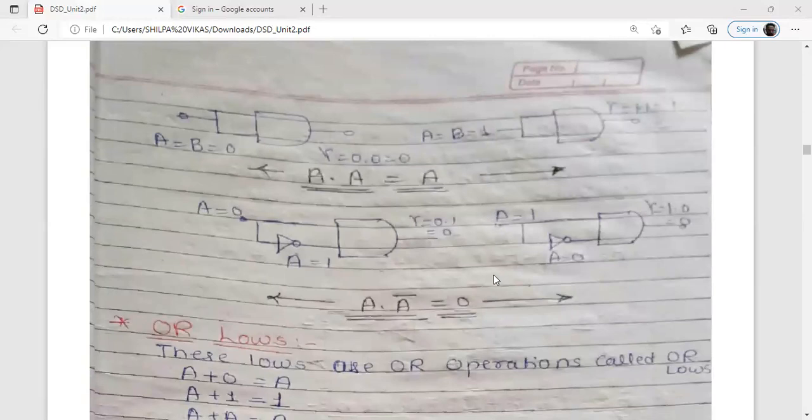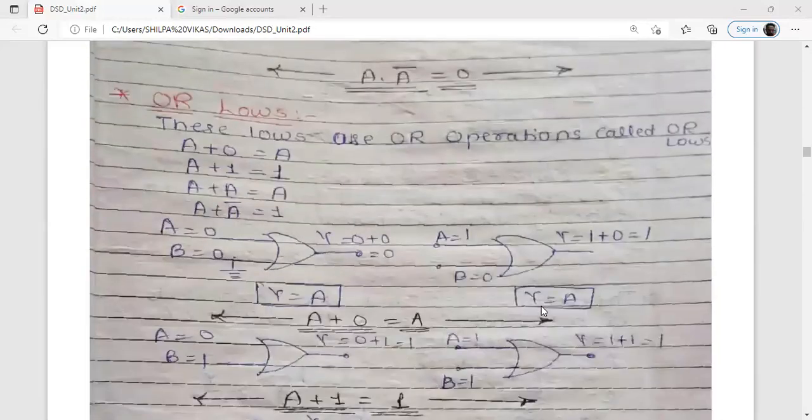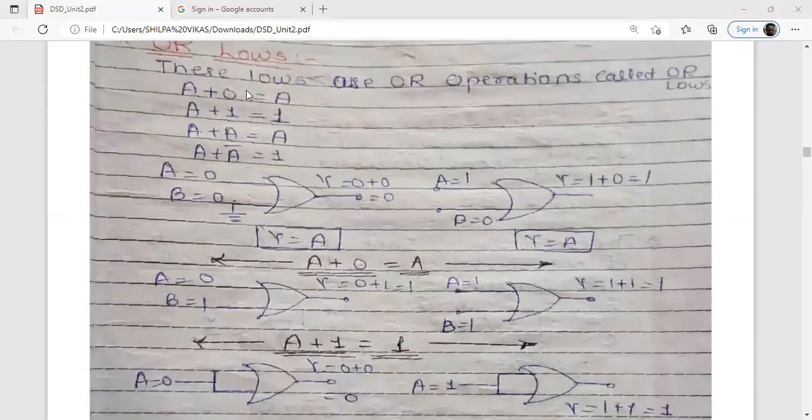Same way the remaining two equations we can prove. Then OR law, okay, OR law we can prove with the equations. A plus 0 is A, A plus 1 is 1, A plus A is equal to A, A plus A bar is equal to 1.